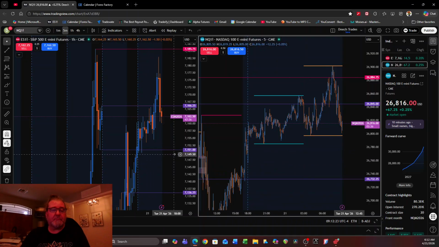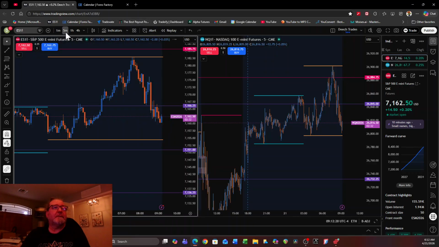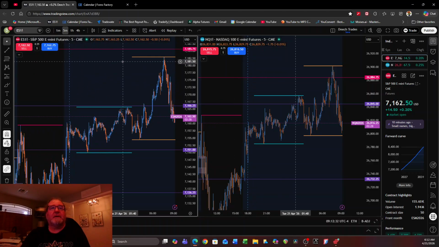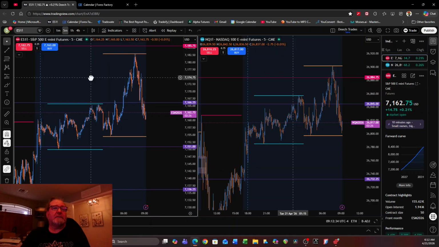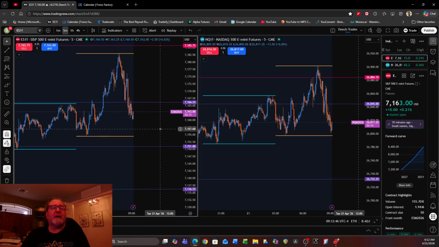And that'll be the same with S&P as well. As we look at that, S&P is also showing very similar structure. We're not really getting any variation between them. I'm not really seeing any SMT action at this point, but we'll keep an eye on it.